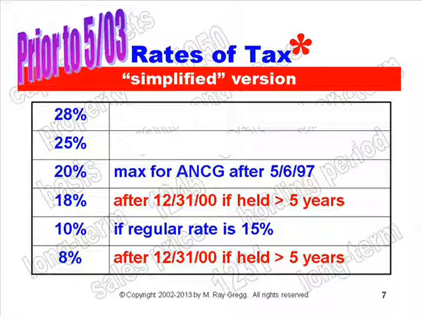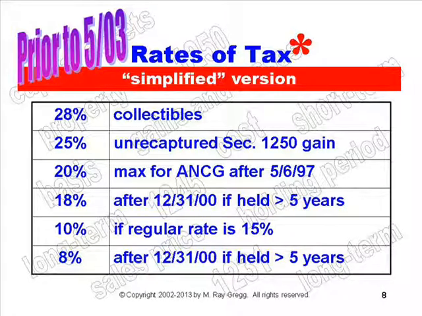Then this super rate of reducing the 10% rate down to 8% was also available for people in that marginal tax bracket. Again, the holding period had to be more than 5 years. Then there were two other provisions that were rather unique in these new rules.